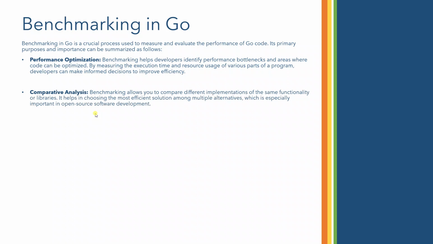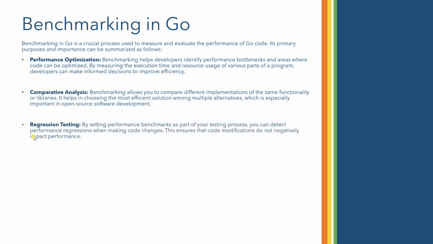Also, when you are using functionality, libraries or open source code, we can verify the analysis, comparing different open source codes and take the decision depending on which one will give the best performance. And regression testing: we can also set some benchmarks for your testing process. You can detect performance regressions by making code changes, ensuring that code modifications do not negatively impact the performance.